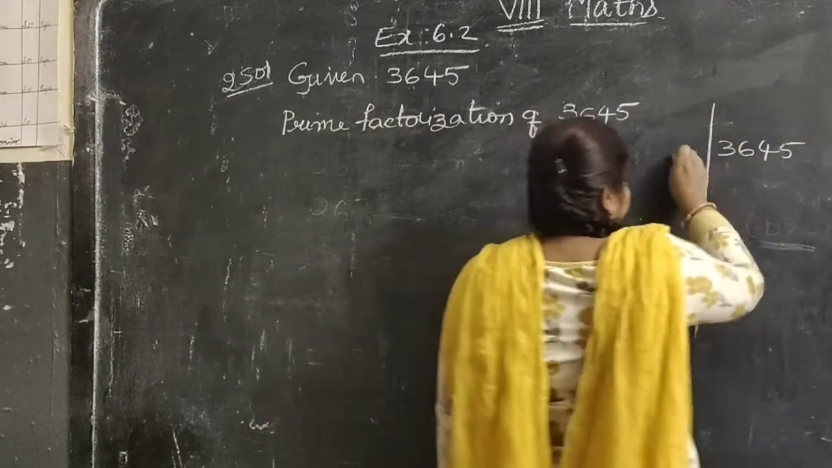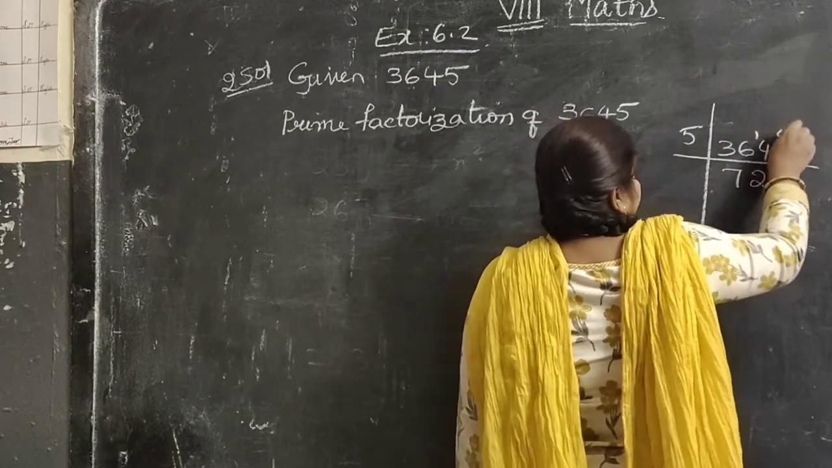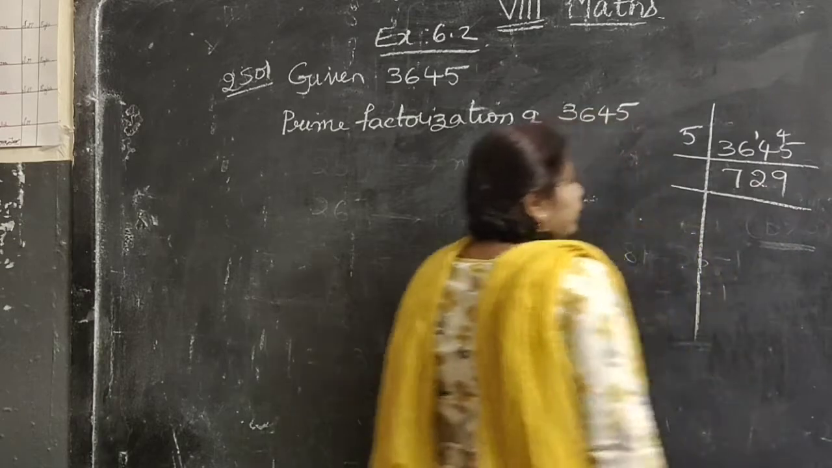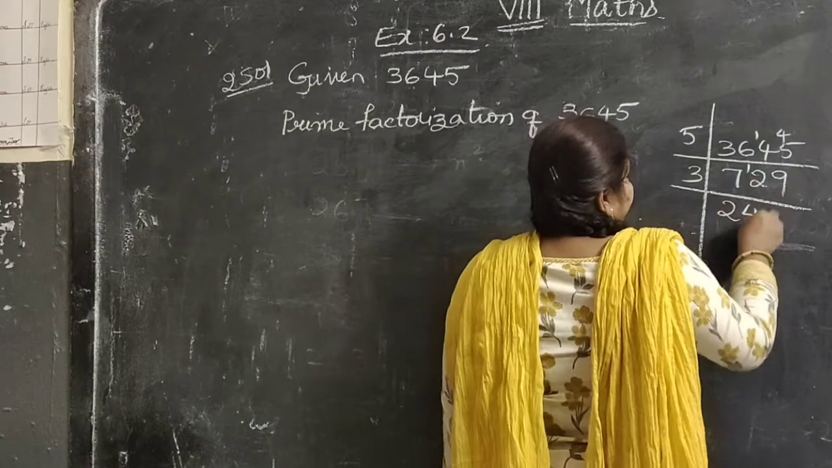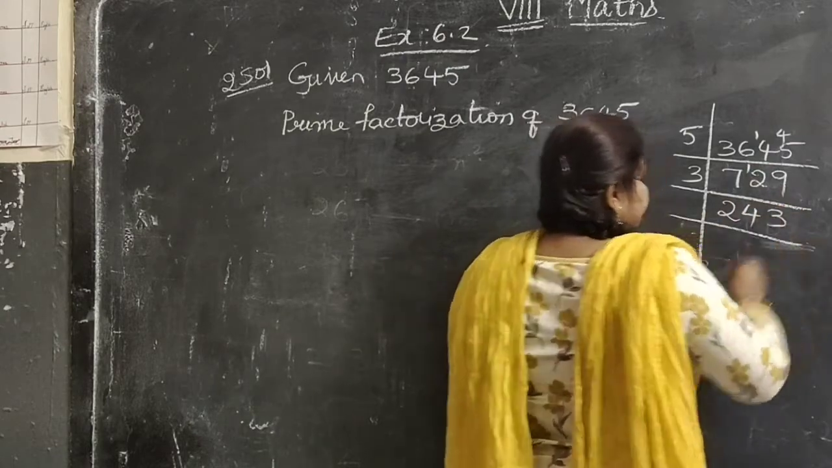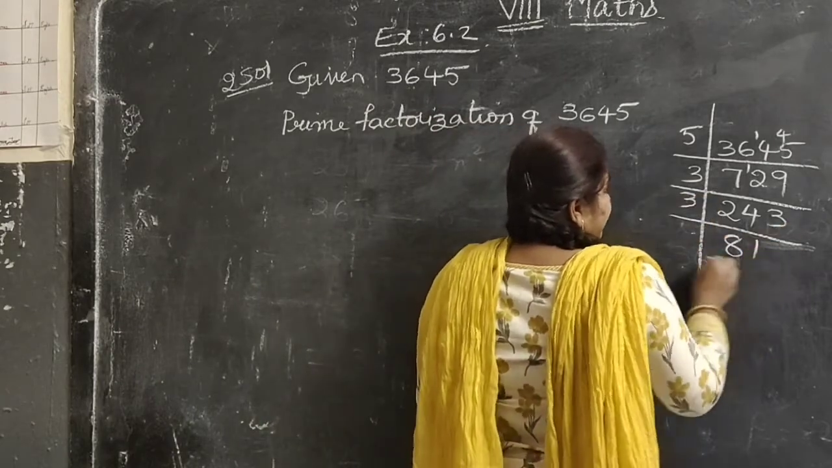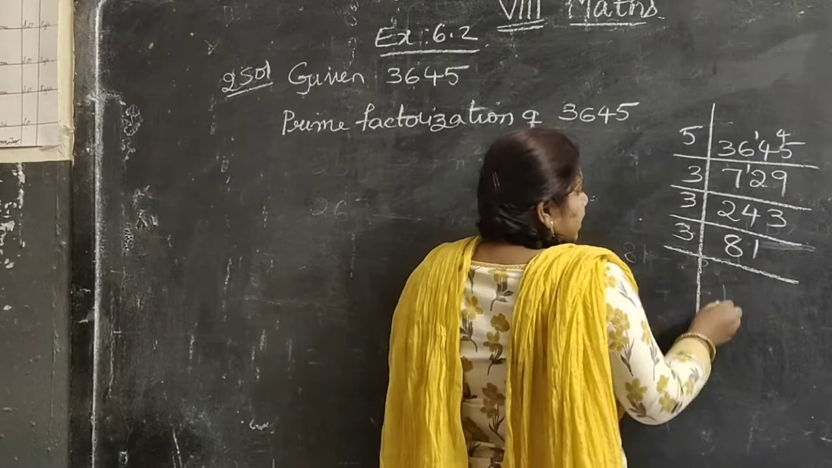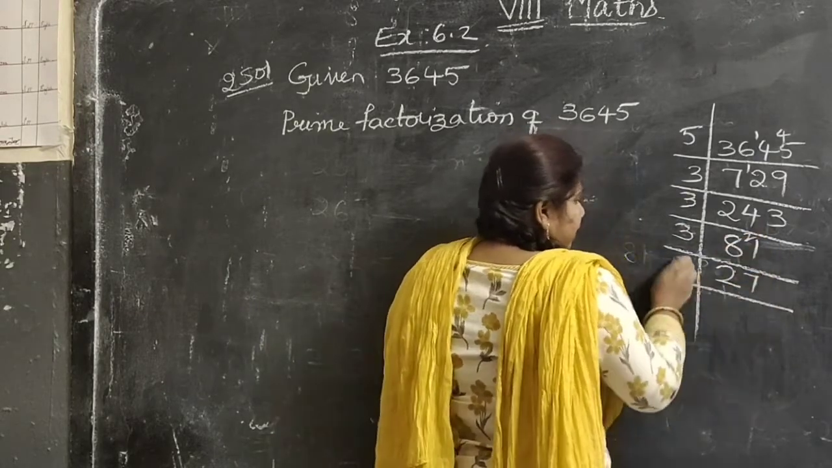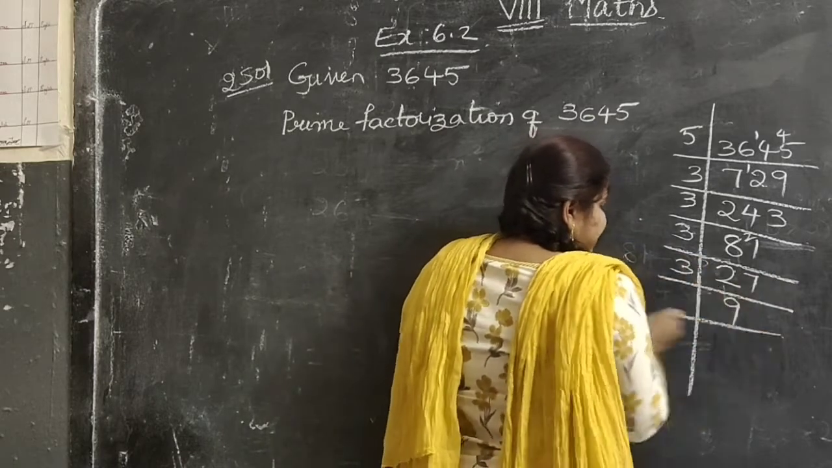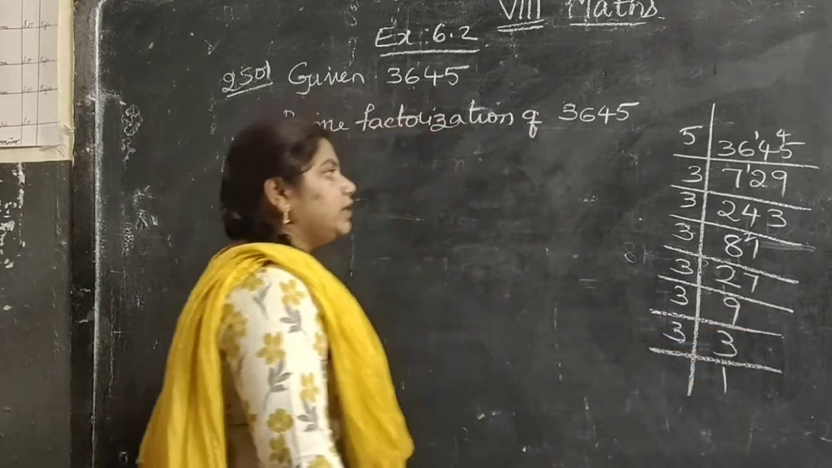So it will go in 5 table. 5 7s are 35. 5 2s are 10. 5 9s are 45. It will go in 3 table now. 3 2s are 6. 3 4s are 12. 3 3s are 9. So again 3 table. 3 8s are 24. 3 1s are 3. Again 3 table. 3 2s are 6. 3 7s are 21. 3 9s are 27. 3 3s are 9. 3 1s are 3. So this is the prime factorization for 3645.